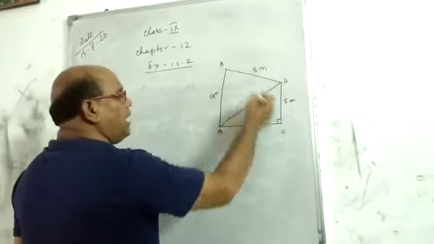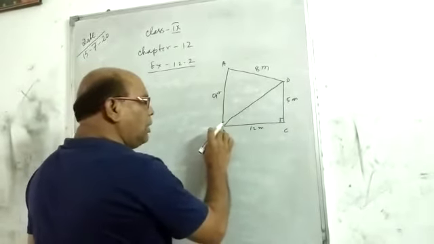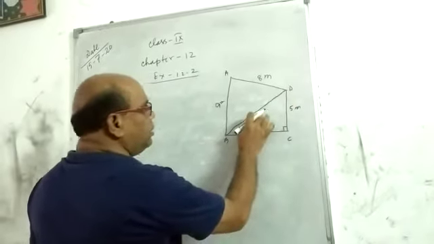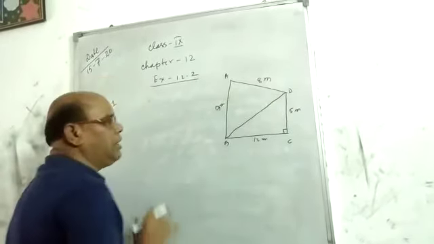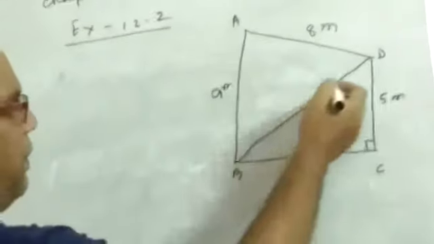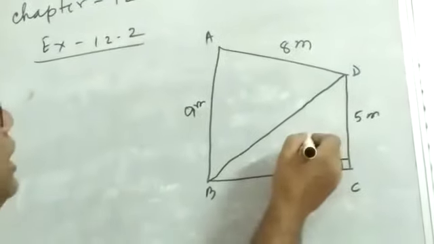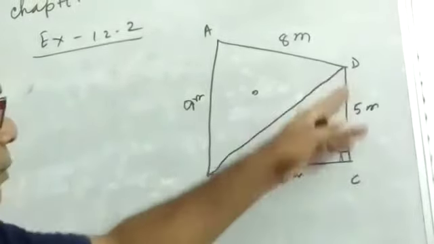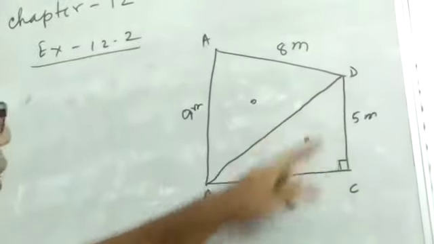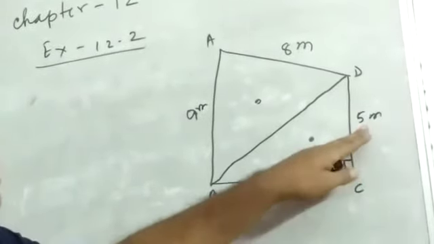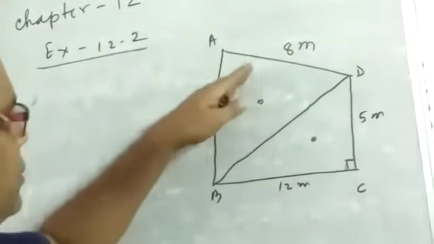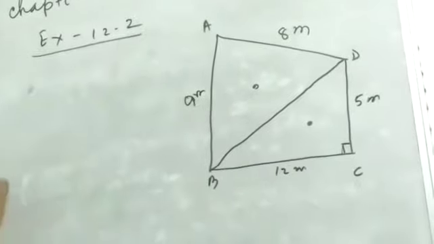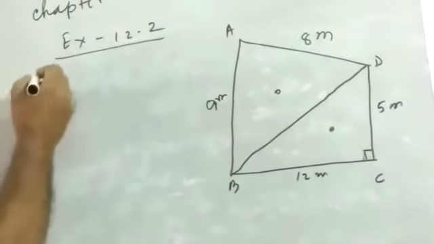We can join AC, but here we have to join BD. With the diagonal BD, some relation is there so that we can find it. Now you see, by the diagonal BD, this ABCD has been divided into two triangles. BCD is clearly a right triangle. We can find the area of a right triangle as half base times height. Directly we will get it. But this is not a right triangle. Then how will we find the area of this triangle? So, just in shortcut.